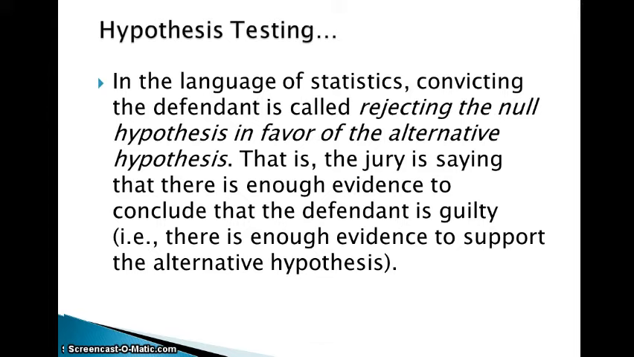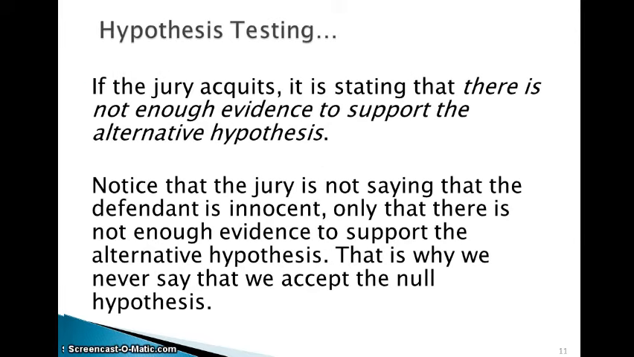So in the language of statistics, if you convicted the defendant, you would be rejecting the null hypothesis in favor of the alternative hypothesis. But if the jury acquits, it's saying there just isn't enough evidence to support the alternative hypothesis. Notice that the jury is not saying that the defendant is innocent, only that there is not enough evidence to support the alternative hypothesis. And that's why we never say that we accept the null hypothesis.